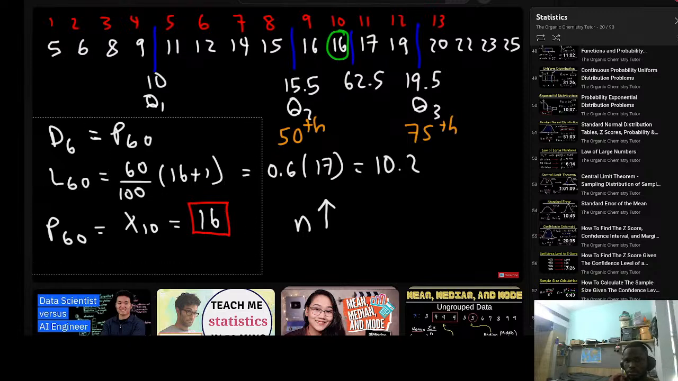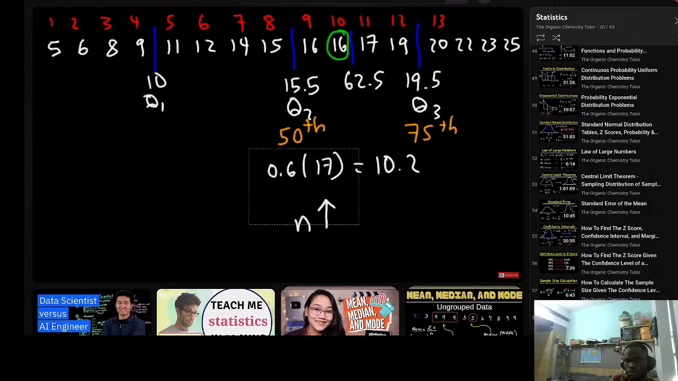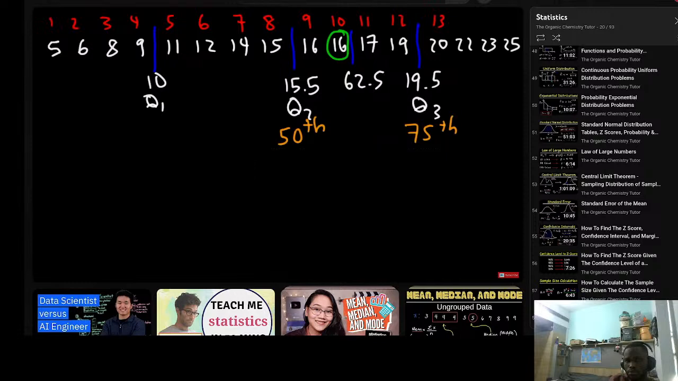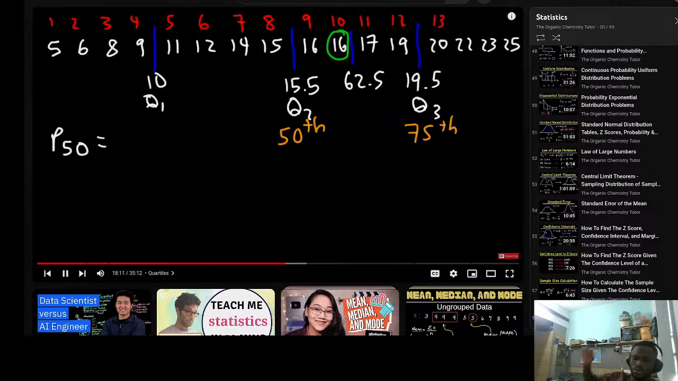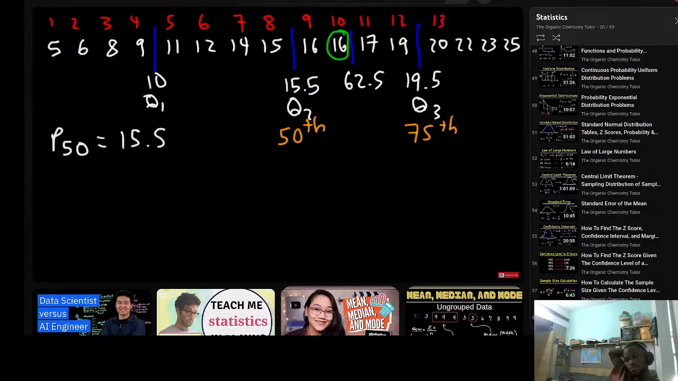Now there's something else that we can do with this list of numbers. So far, we talked about finding the value of a percentile. For instance, the value of the 50th percentile is 15.5. But what if we're given the value? How can we find a percentile that corresponds to that value?